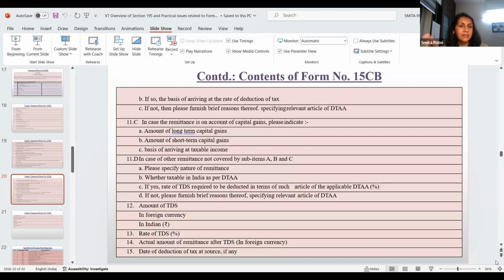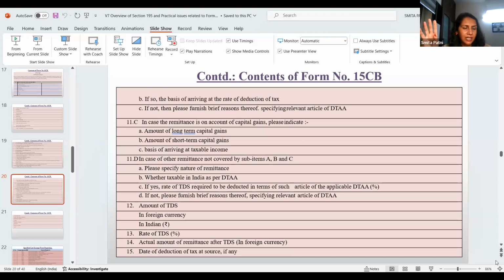Basis of arriving at taxable income has to go. But in case the NRI has obtained a lower TDS certificate, you need not fill this form. That is a different issue: if you go to the banker, he will ask you to fill this form. But then you can say that the basis of arriving at taxable income is that we have already obtained a lower TDS certificate. You can find that this form is not at all required because we have obtained a lower TDS certificate, and only part C will be filled.